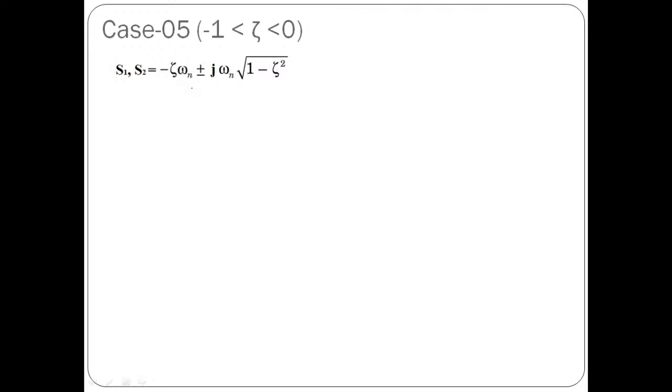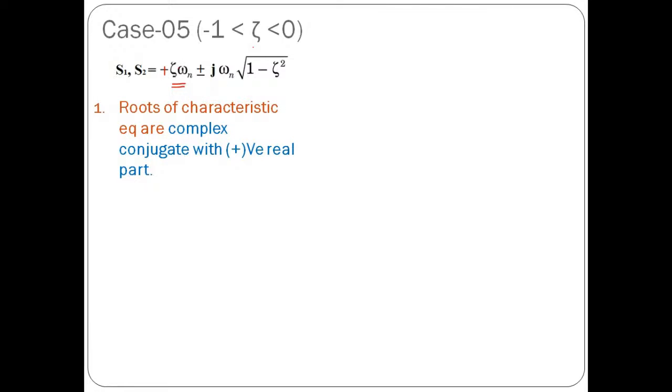roots of the characteristic equations, or you can say the poles of second order control systems, are complex conjugate with positive real part. Why? Because the moment you take the value of zeta less than 0, but more than -1, this particular term is going to be positive. So it will be complex conjugate with positive real part. I hope this point is clear to everyone. So if you apply that logic, you will get this as an answer.